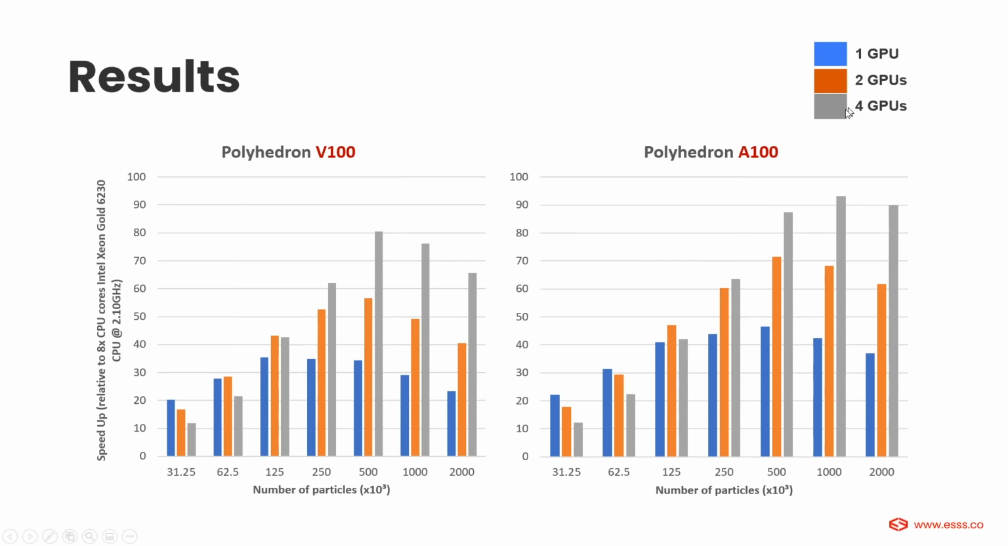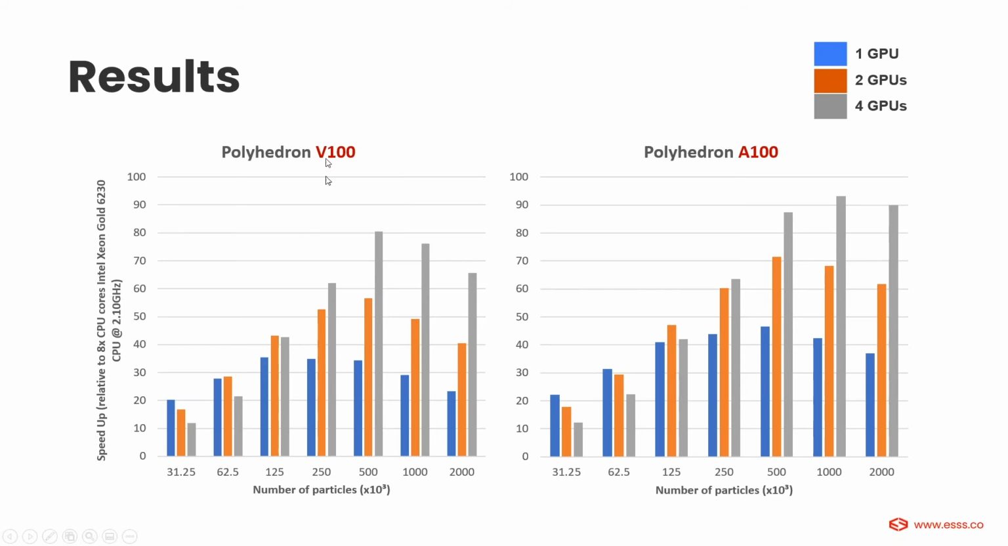Okay, so in these two charts, we have the blue bars representing 1 GPU, the orange bars representing 2 GPUs, and the gray bars representing 4 GPUs. On your left-hand side, you will see the V100 card, and on your right-hand side, you will see the A100 performance. On the x-axis, you see the number of particles divided by 8,000, so we go from 31,000 up to those 2 million I have mentioned. And here you see the relative speedup in comparison with those 8 CPU cores.